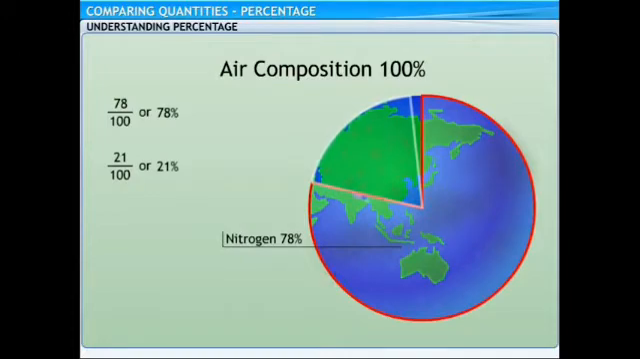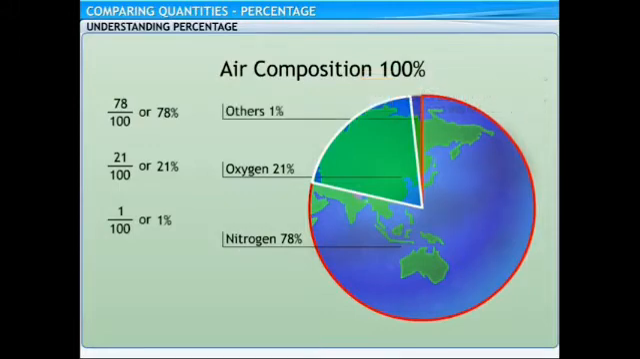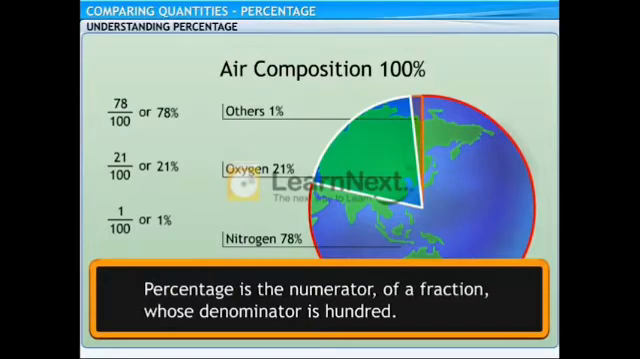Similarly, 21 parts out of 100 parts, or 21% of the total air composition, is oxygen. And the remaining 1 part out of 100 parts, or 1% of the total air composition, consists of other gases. As you just saw, percentage is the numerator of a fraction whose denominator is 100.